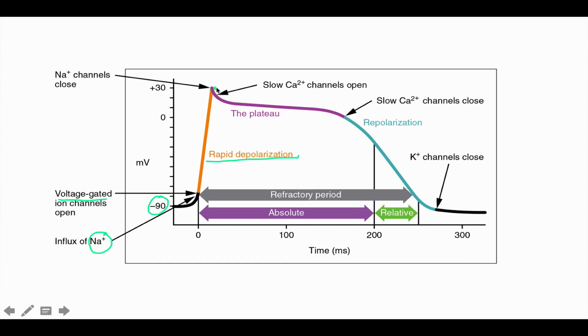So this is phase 0, this is phase 4, and this will be phase 1 when it dips down a little bit when just the potassium is leaving. But then the slow calcium channels open. So you have calcium coming in but potassium leaving, so that's why you have a plateau, and that's phase 2. And then the slow calcium channels close, and then you just have the potassium channels open, so that's why we get this repolarization stage, or phase 3. And then finally the potassium channels close, and then we reset, and we're back at phase 4. All right, that's it. Thanks for listening.